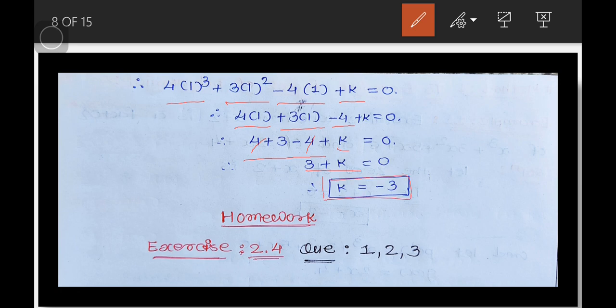So in this way we can find the value of any constant number. This was the use of the factor theorem: first, we can verify that the given linear polynomial is a factor of the given polynomial, and second, we can find an unknown number. So you can do it yourself as homework. Exercise 2.4, questions 1, 2 and 3 are of these types, so you can do them yourself.